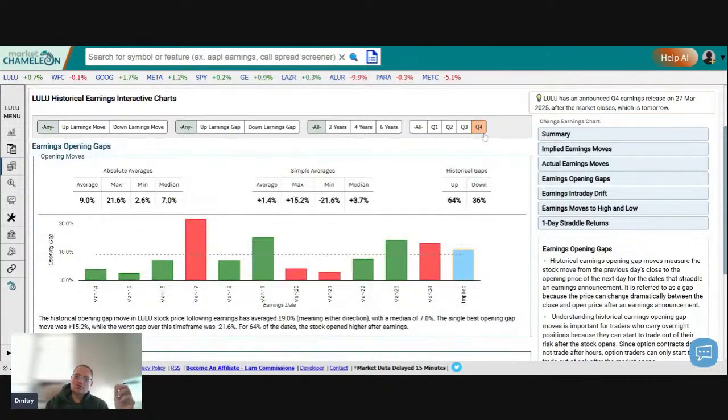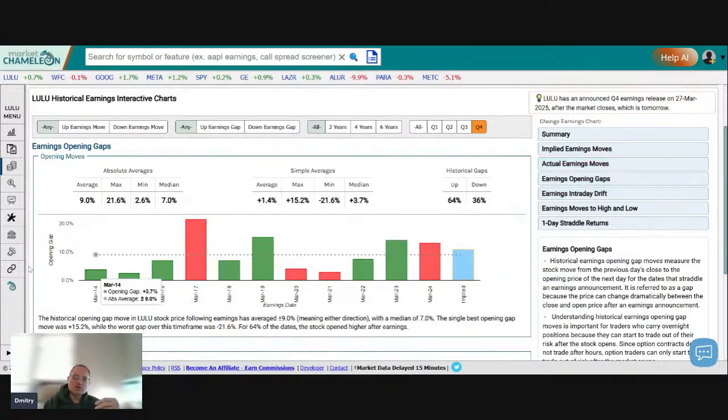When you click on that Q4, now it retrieves the data for only the fourth quarter, and all these summary stats will get recalculated. So you could see here, this is March 2024, March 2023, March 2022, because the fourth quarter happens once a year, right? So we only have one data point for each of these years.